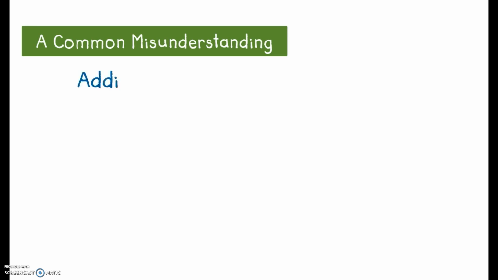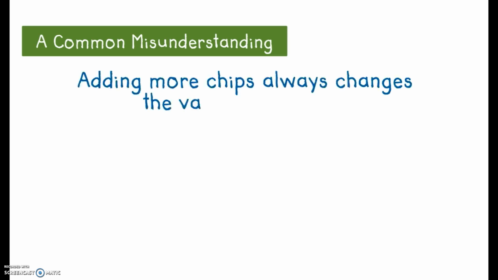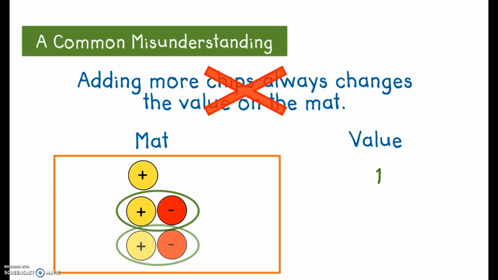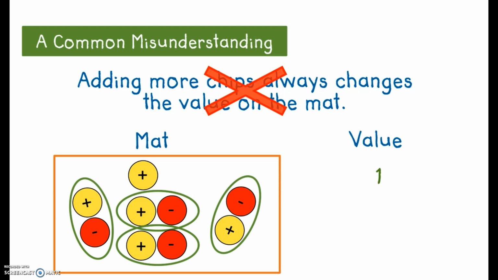A common misunderstanding is to think that adding more chips always changes the value on the mat. However, this is not the case. On the mat, we have a value of +1. If we add another yellow chip, we have a value of +2. If instead we add a value of -1, we make a zero pair and the value is 0. However, if we start with our original chip and then add a zero pair, we have not changed the value on the mat. In fact, we can add as many zero pairs as we like, but the value on the mat will still be +1.